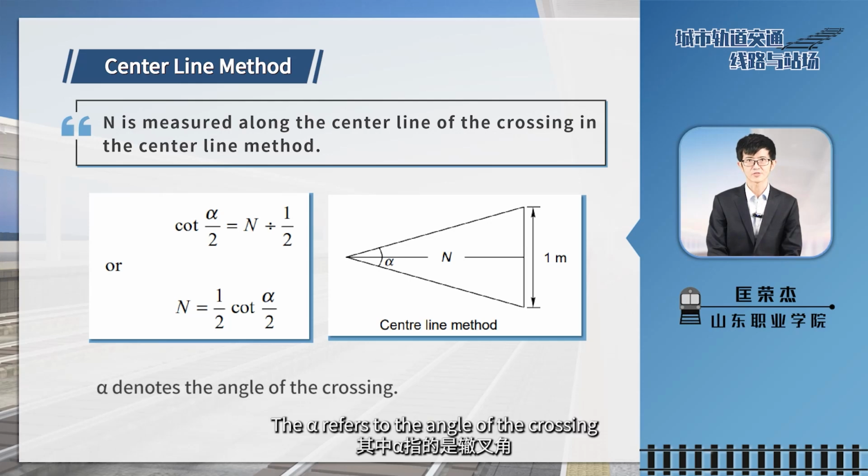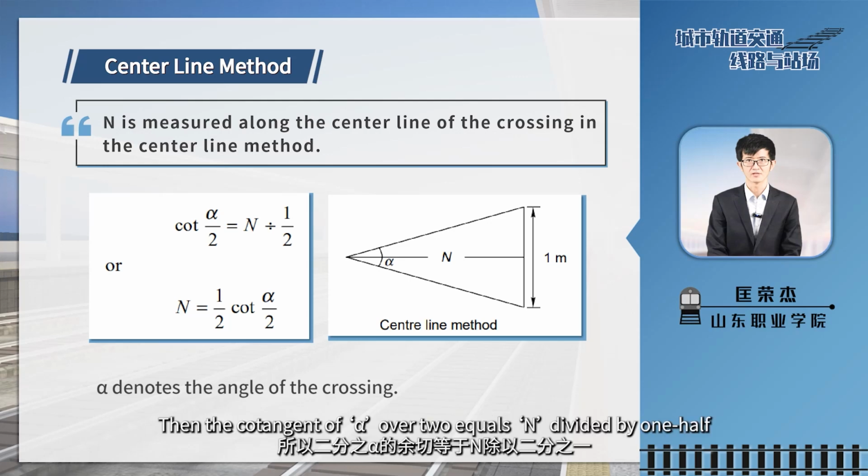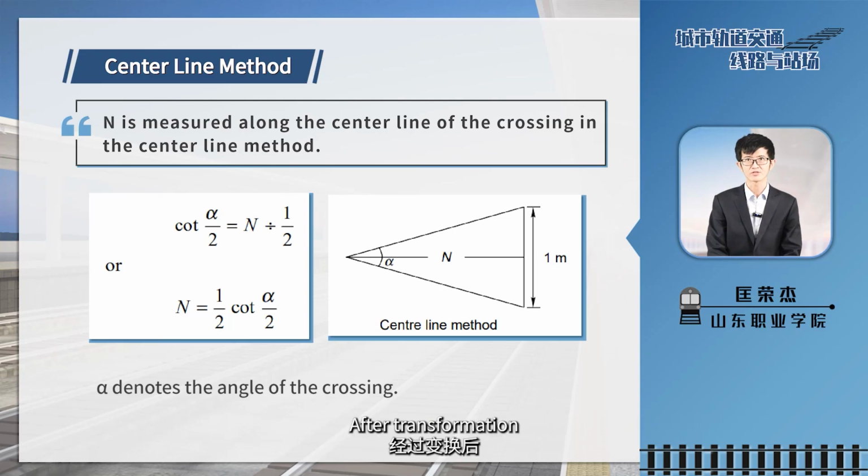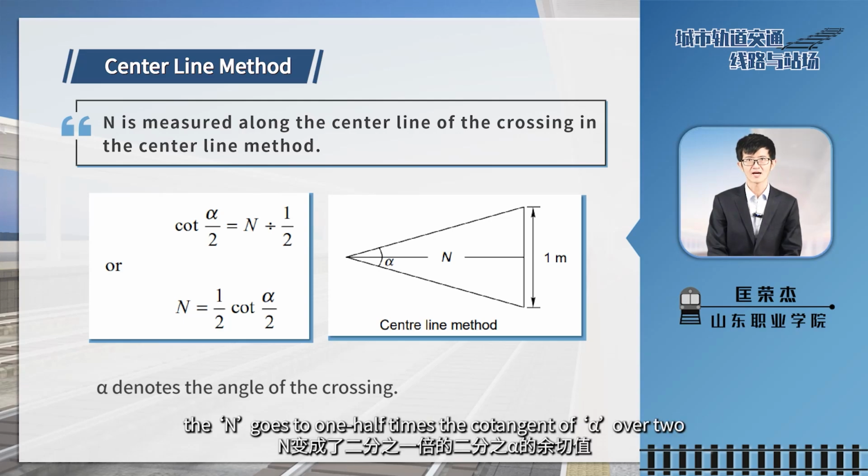The alpha refers to the angle of the crossing. Then the cotangent of alpha over 2 equals n divided by 1/2. After transformation, n equals 1/2 times the cotangent of alpha over 2.